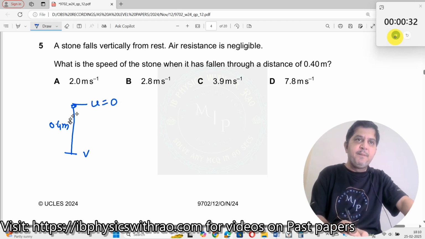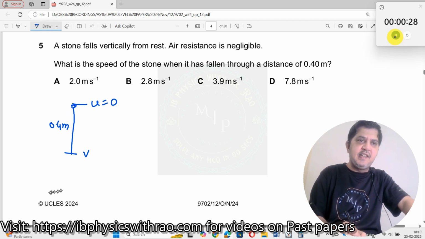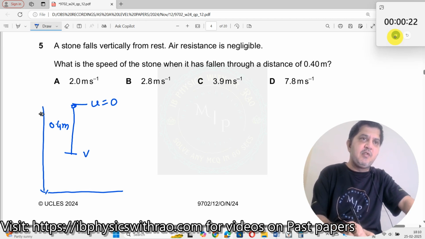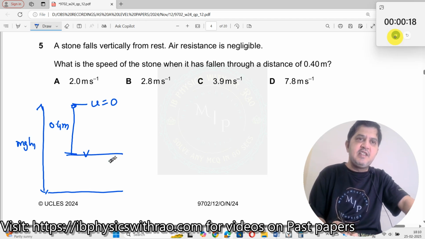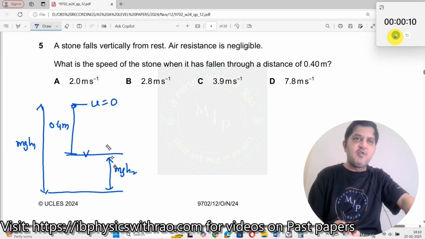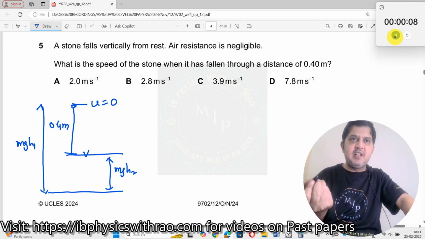Here is v. Now what is the potential energy at this point? If the ground is over here, the potential energy here could be mgh1, and at this point it could be mgh2, right? According to the work energy theorem, the difference in kinetic energies should equal the difference in potential energy, or you can also use conservation of energy.